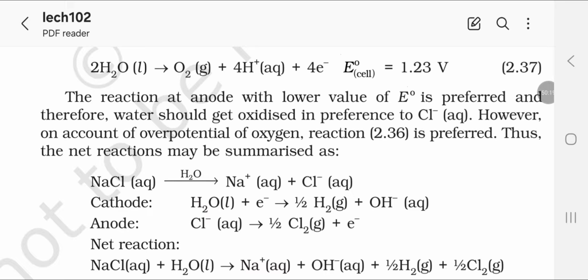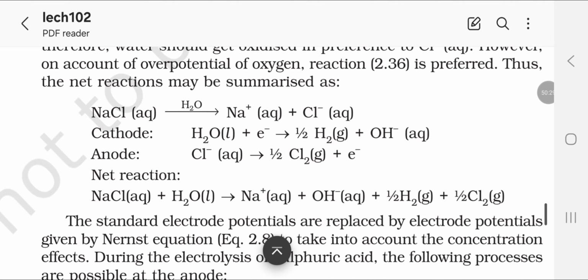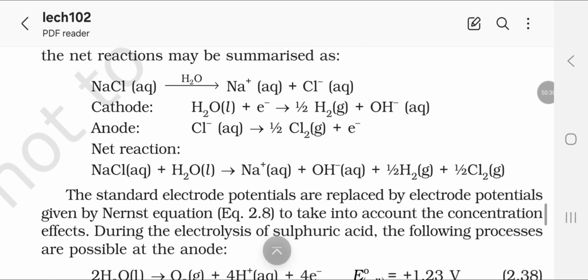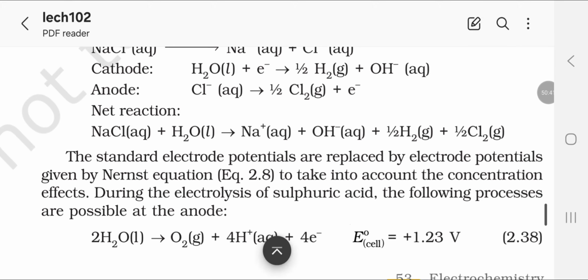Thus, the net reaction may be summarized as NaCl on hydrolysis gives Na+ plus Cl-. At the cathode, water plus electron gives half H2 plus OH-. At the anode, Cl- gives half Cl2 gas plus electron. Net reaction: NaCl plus water gives Na+, OH- plus half H2 gas plus half Cl2 gas. The standard electrode potentials are replaced by electrode potential given by the Nernst equation to take into account the concentration effect.